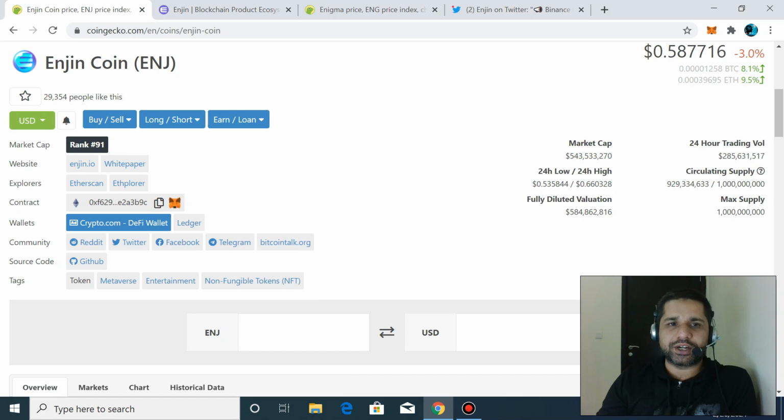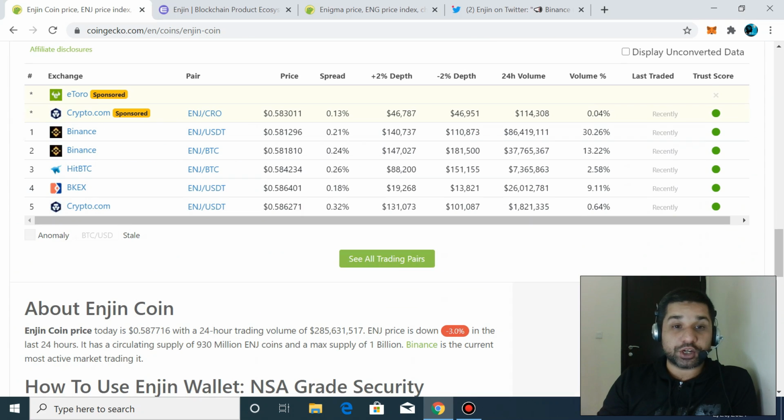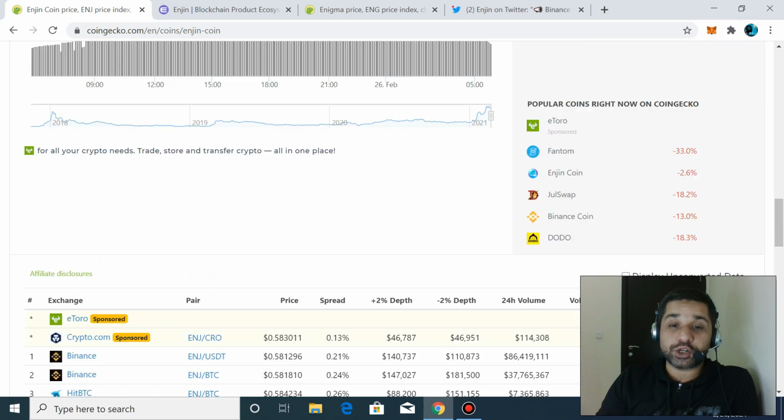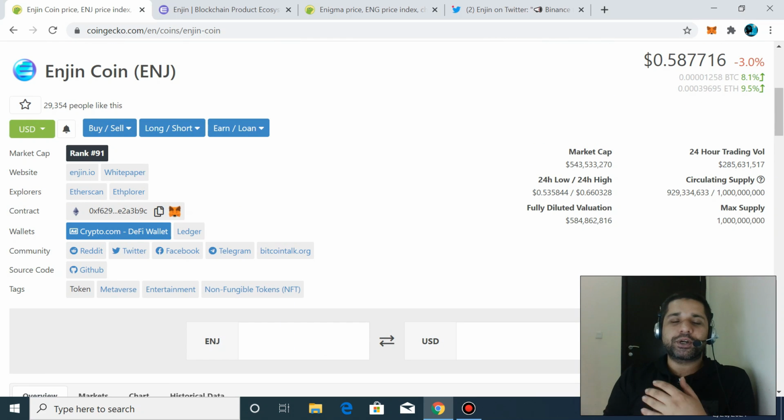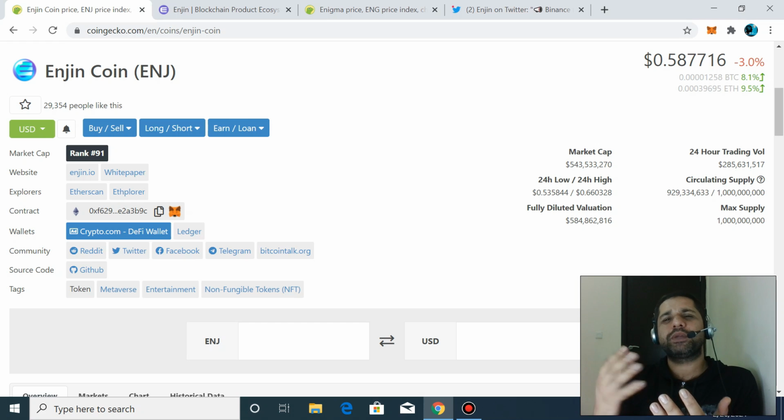It has a good volume, and right now this token, Engine Coin, is available on Binance Exchange, HitBTC, BKEX, and a number of other exchanges. So as per my own idea about Engine Coin price prediction, in the near future, in hardly 2 or 3 months, you will be able to see this token at about $5 or $6, and in the long term it will reach a minimum of $20.